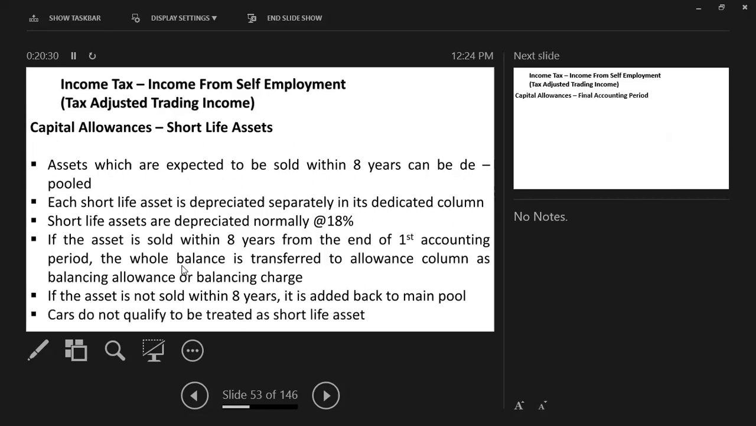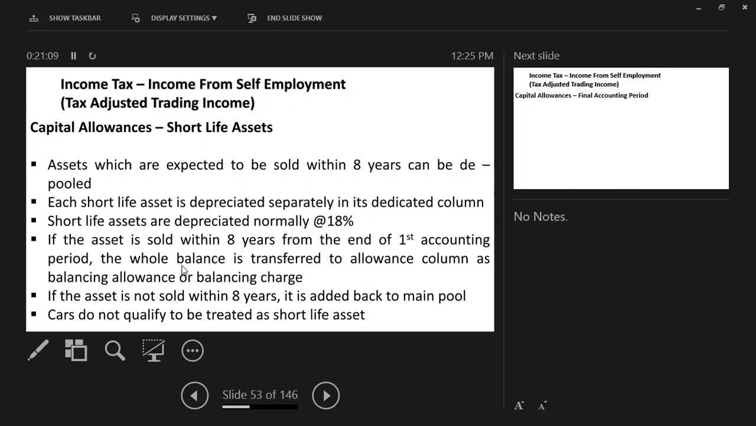Cars do not qualify to be treated as short life assets. Even tax authorities have said that cars cannot be considered as short life assets. Normally, for example, you have purchased some software whose life is licensed for 2 years, 3 years, or 4 years. After 4 years, its life will be expired. The software key will be expired. So these are called the short life assets. Cars do not qualify to be treated as short life assets.